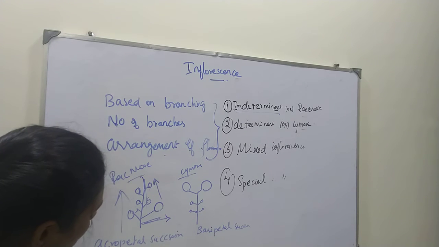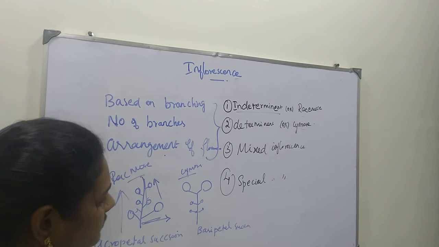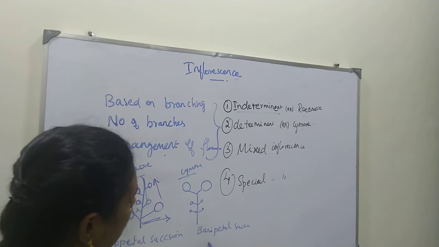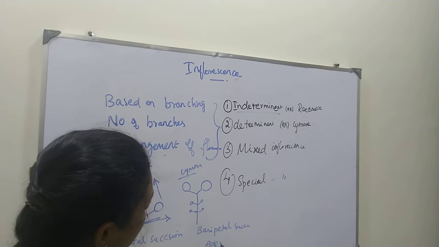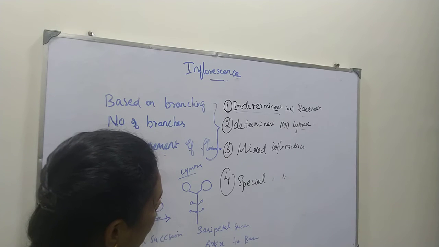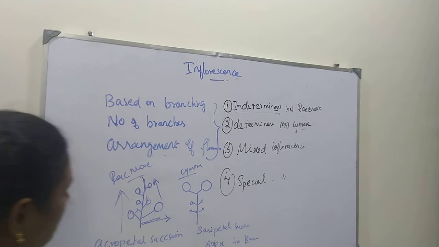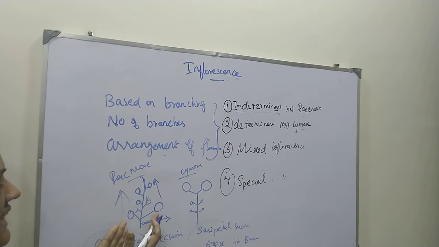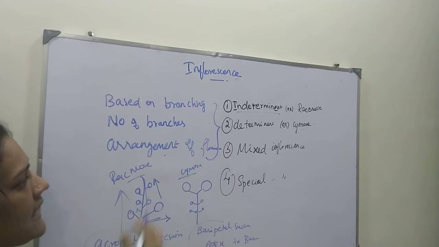Base to apex, old flowers to a new flower, or the young flower, you can keep it in the mind. Here, from apex to base, you will be having an old flower to young flower. So this is the meaning of acropetal succession and basipetal succession. What is the succession? The succession of the flower arrangement, the succession of the inflorescence arrangement.